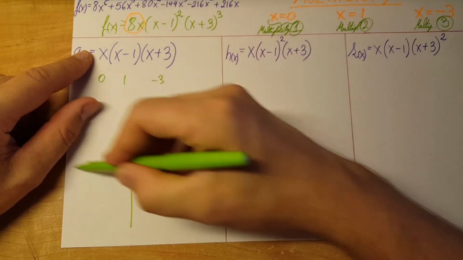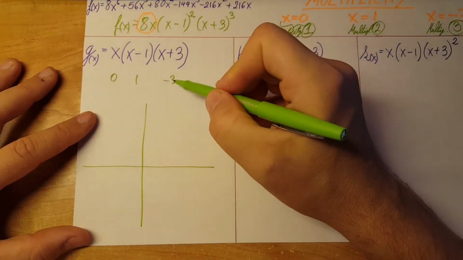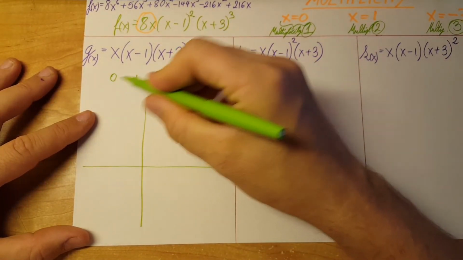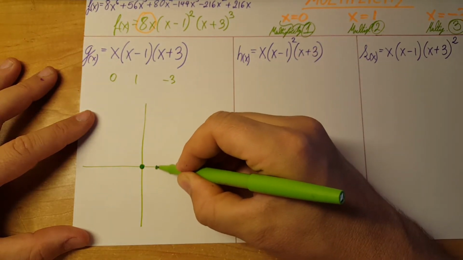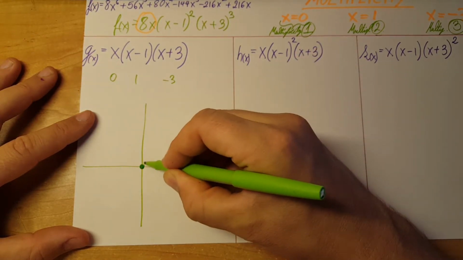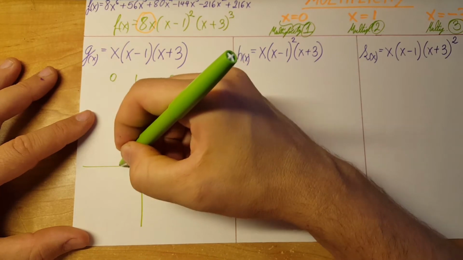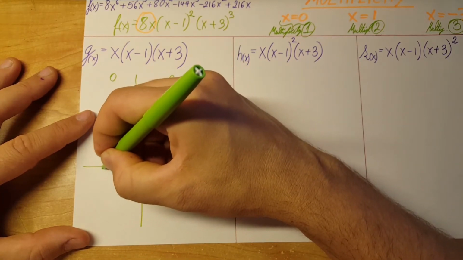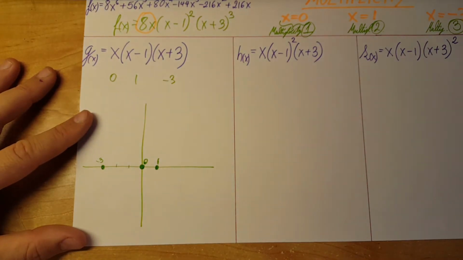Okay, so let's draw a graph, mark our points. We're going to have the 0 right here. We're going to have 1 right here. I'm going to mark them 0, 1, and -3. Let's see, 1, 2, and 3 right here. -3.